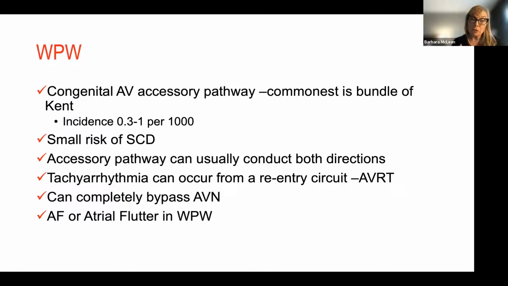Now, accessory pathways typically will conduct from atria to ventricle and from ventricle to atria, and that makes them very, very hard to control. And those tachyarrhythmias, of course, are called AV reentry tachycardia. Now, these bypass pathways, once you have an ectopic formation that either is antegrade or in the forward direction, in either case, if you have an ectopic depolarization, you can take complete control.